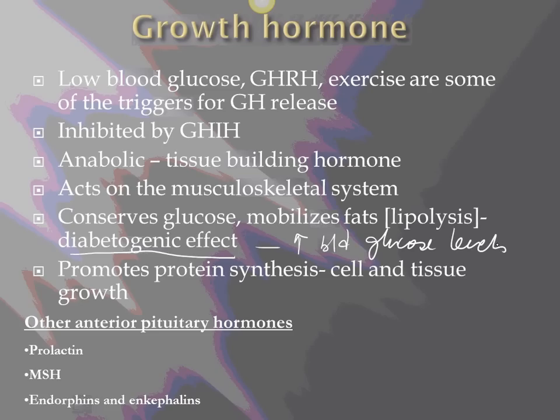Because it conserves glucose, it causes glucose to be stored as glycogen, breaks down fats to use as ATP, and from some of the fats which are broken down, glucose is made. So can you see it's raising blood glucose levels, which is why low blood glucose causes its release? Can you see the opposite? When the blood glucose is low, it causes its release.